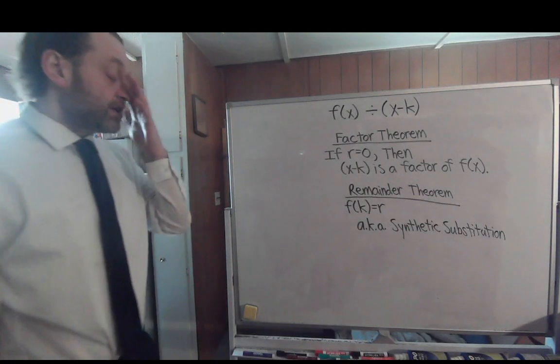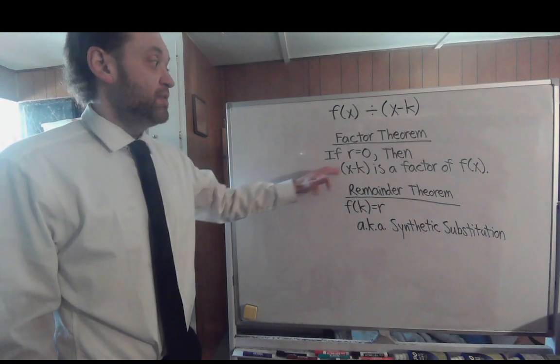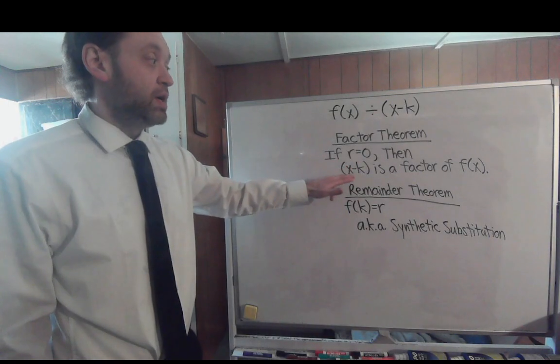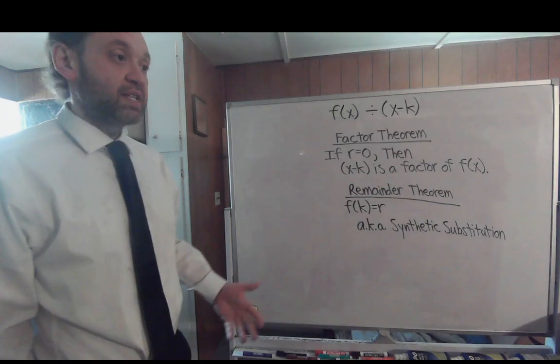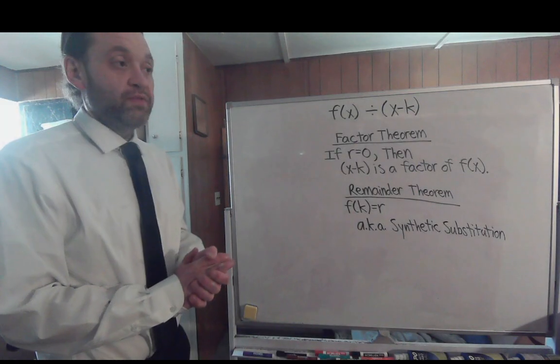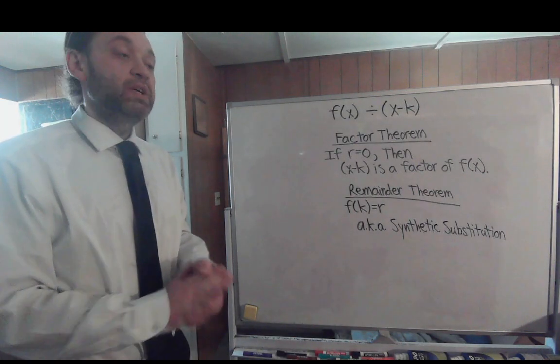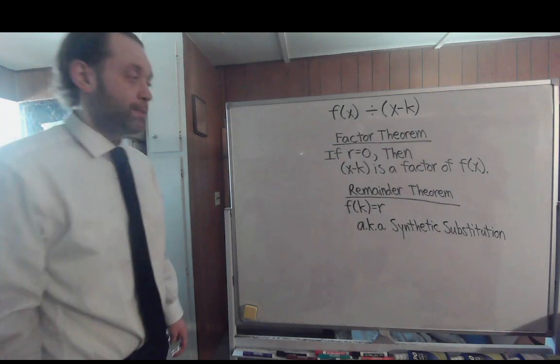So the factor theorem states that when you do your synthetic division, if you get a remainder of 0, then x minus k is a factor of f of x. That's all that states. If you have no remainder, then what you're dividing it by is a factor, which we encountered a bit yesterday in polynomial long division.